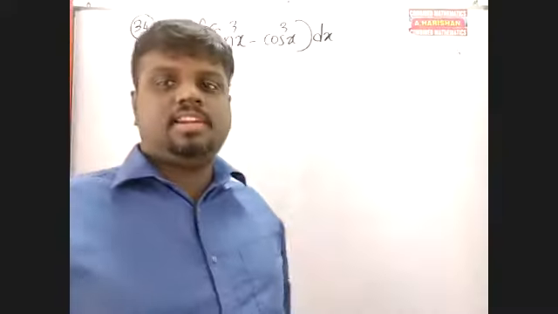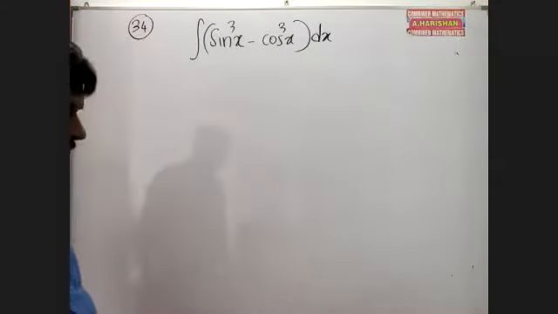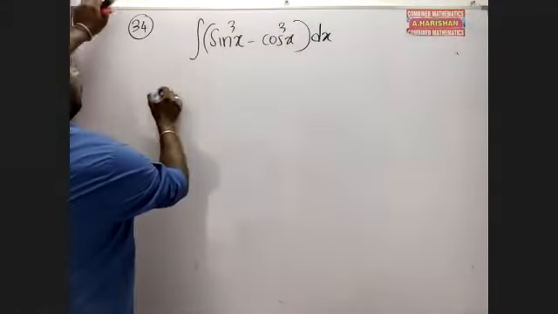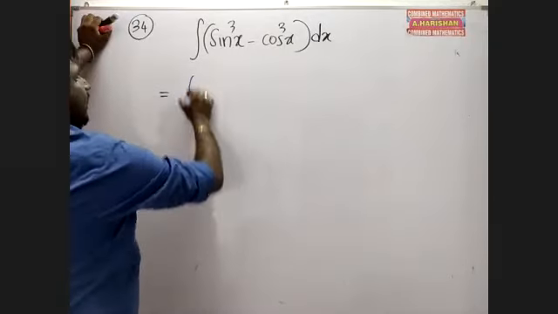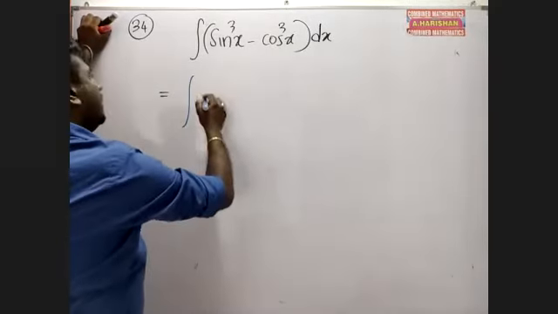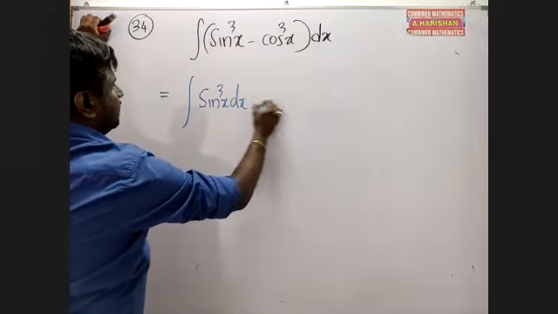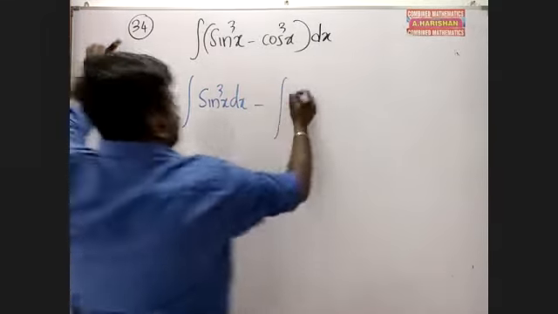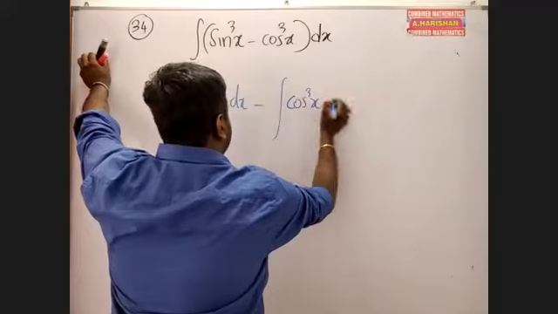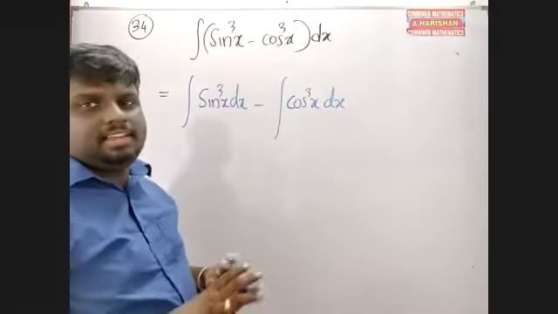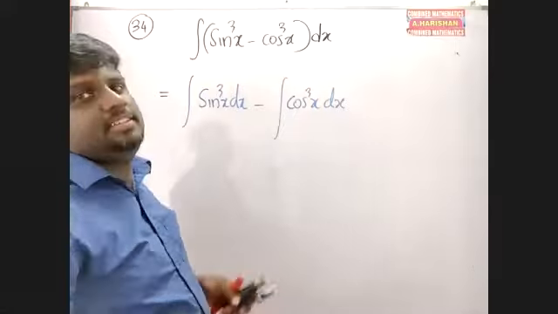Have you done this question? Okay. So we will learn this. We can do this integration separately. That is sine cube x dx minus cos cube x dx. This is one method. There are many methods to do this question. So the method I am going to use here is what we have practiced so far.